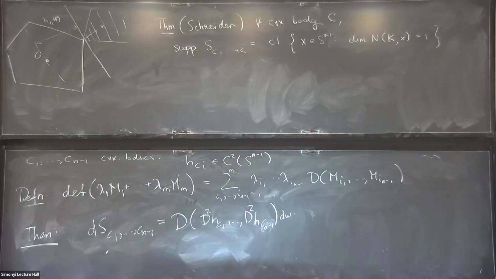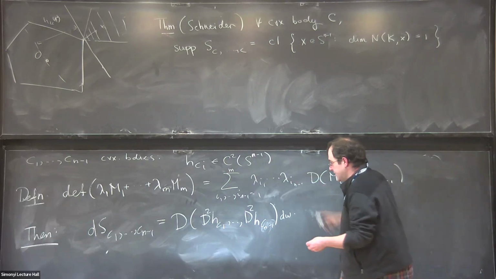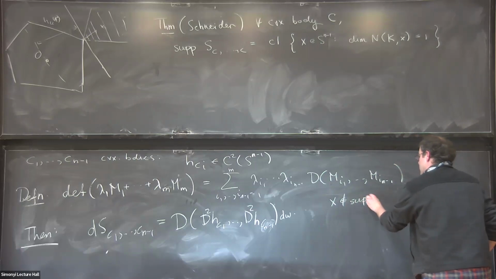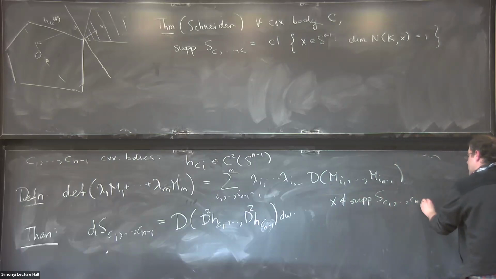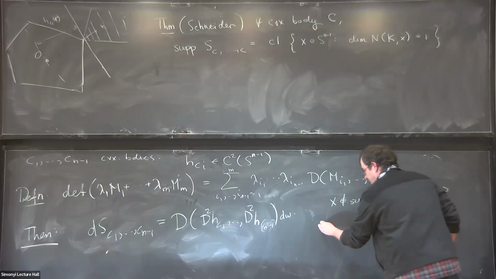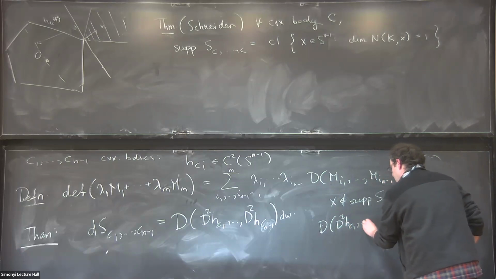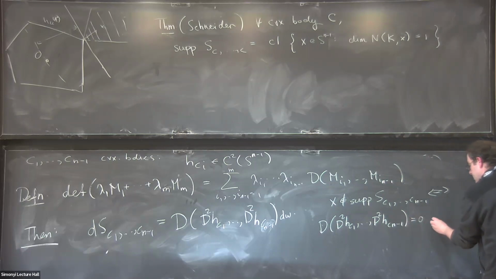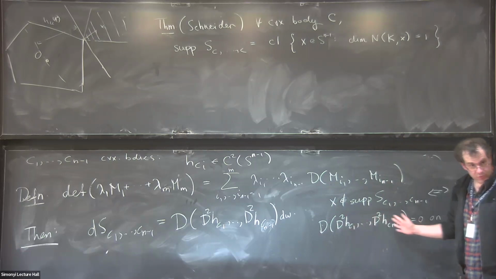Now, what this means is that we can repeat everything. What does it mean in this case when all of them are C2? X not being in the support of S(C1, ..., Cn-1) means that the mixed discriminant is 0 on some open neighborhood of X. The way you should think about this is as a kind of multilinear form of the homogeneous Monge-Ampère equation.